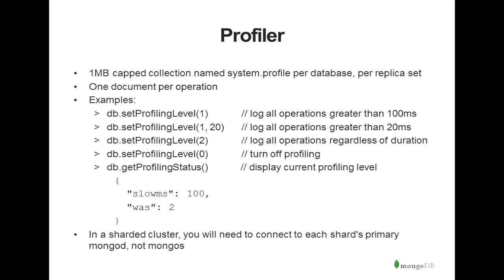So here are some examples. To turn on profiling, there are 3 levels. Level 1 means log all operations greater than a certain threshold, and the default threshold is 100 milliseconds. If you want a lower threshold, you could say, as in the second example, 1,20, log all operations greater than 20 milliseconds. For the next level up, let's say you want to log absolutely everything, regardless of its duration. You can set the log level to 2. That's the most verbose option. And then 0 turns it off, and getProfilingStatus allows you to look at the current level.